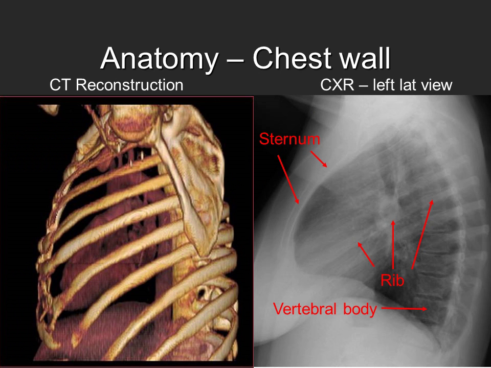On your left is a CT reconstruction of a lateral view of the bony thorax. On your right is a left lateral view of a chest X-ray. Visible landmarks are labeled. Notice the sternum, ribs, and vertebral body.